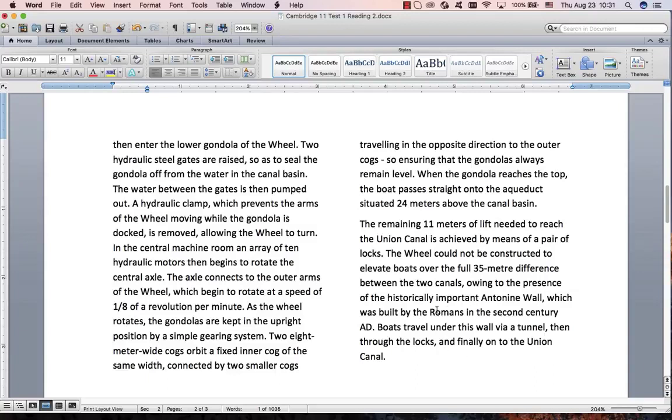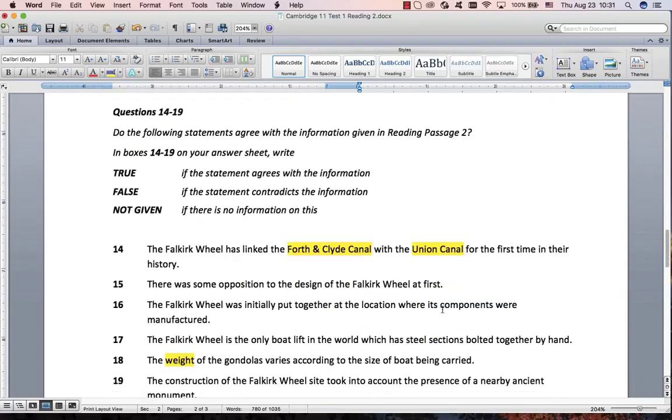So that's the Romans, this is the monument. What is the monument? The monument is the wall, and that's the ancient. 2nd century AD is ancient. Alright, nasty IELTS. So let's start.